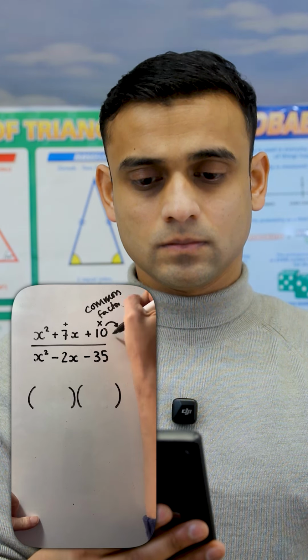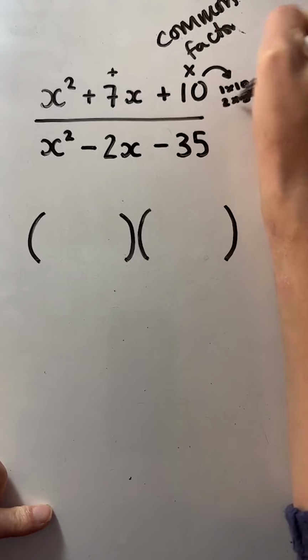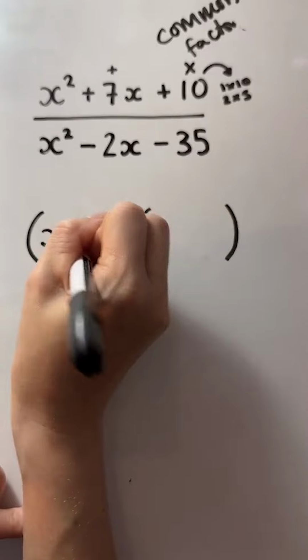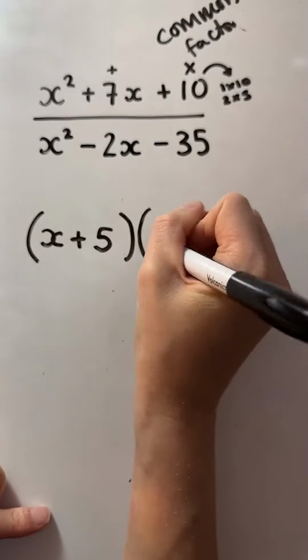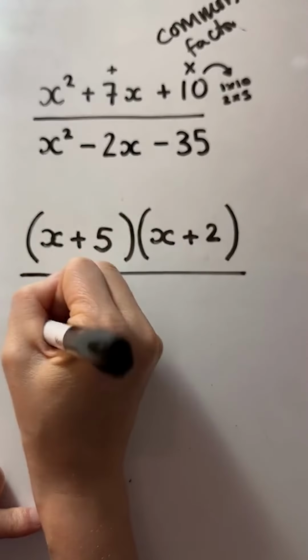So that's either going to be 1 times 10 or 2 times 5. And we can see that 2 times 5 is going to be the combination that will add to make 7. So x add 5 will go in one bracket and x add 2 in the other bracket. Now let's factorise the denominator.